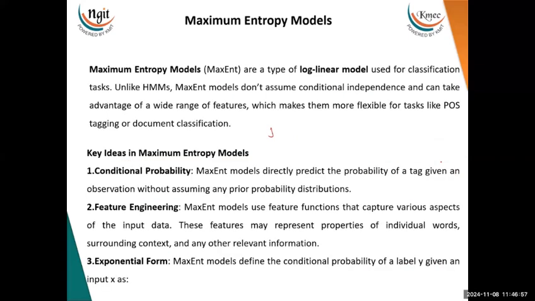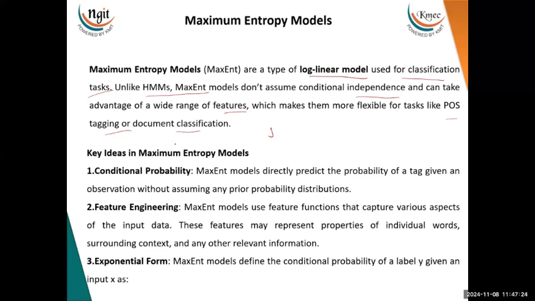Then we have maximum entropy. Maximum entropy models are a type of log linear model, which is used for classification tasks. Unlike HMMs, maximum entropy models don't assume conditional independence and can take advantage of a wide range of features, which makes them more flexible for tasks like POS tagging or document classification.